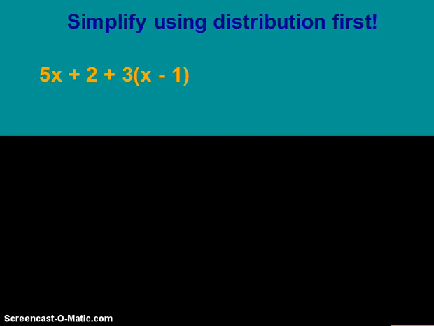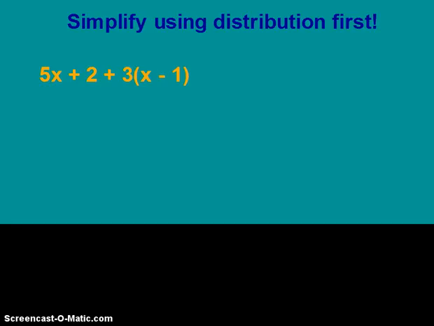So finally, you knew the distributive property was coming at some point, and that we were going to have to deal with the negative numbers also. So look at my directions up above. It says simplify using distribution first. So we have to distribute first.